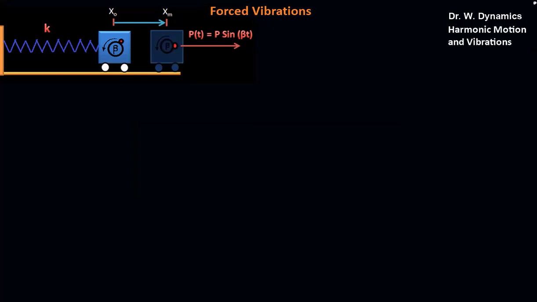And our forcing function will act sinusoidally based on the cyclic motion of this imbalance over some frequency which we'll call beta, which will be our forcing frequency. And let's see what effect this has on our system's resonance patterns.